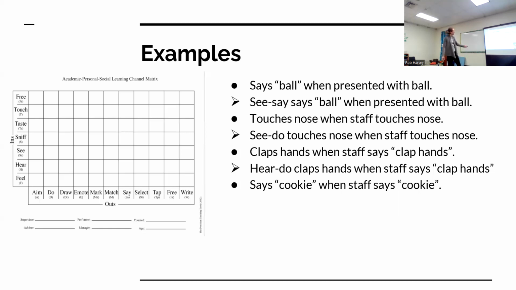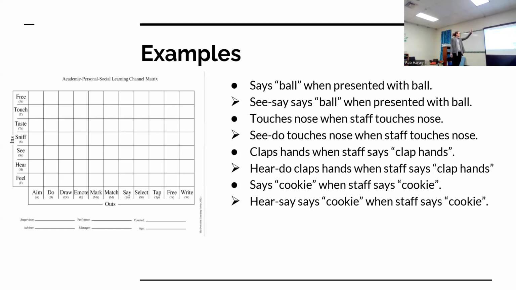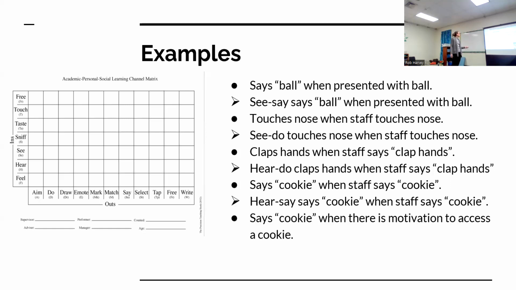Okay, says cookie when staff says cookie. Here, say: the staff says cookie, says cookie. Says cookie when there's motivation to access cookie. You see the cookie? There's motivation to access cookie. We don't know if they can see a cookie.